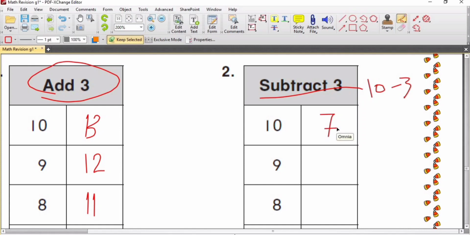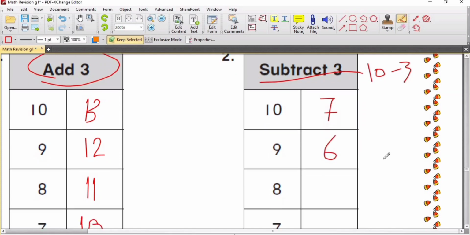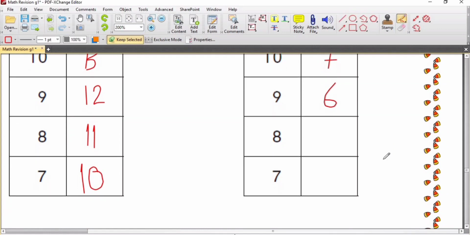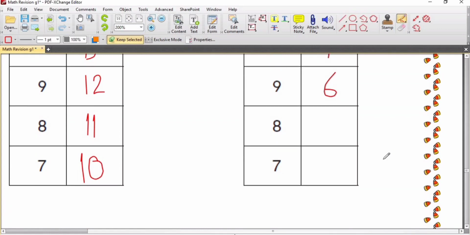Now let's see the second one. Subtract 3 from 9. When we subtract 3 from 9, we get what? Yeah, I can hear you. Great job. That will be 6. Super. Okay. What about the second one? When we subtract 3 from 8? Yeah, that will be 5. And the last one here, when we subtract 3 from 7, we get 4. Super, my dear.